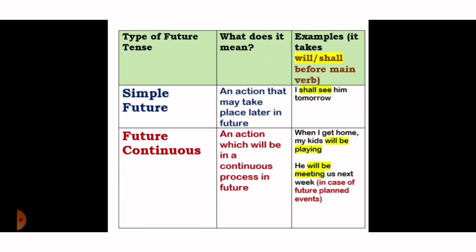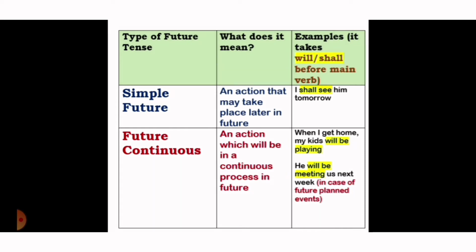First we will start with the simple future. What does it mean? It means an action that may take place later in future. For example, I shall see him tomorrow. In case of I or we we will have shall. So here we can see I shall see him. See is the main verb. So we are putting shall here since we have I. So I shall see him tomorrow. Tomorrow is the future time. So I shall see him tomorrow is the simple future.